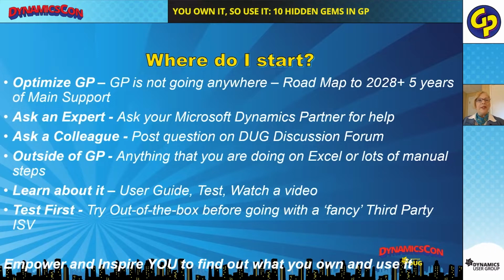Maybe post a question. And anything that you're doing outside of GP, whether it's in Excel or manual processes, that's a potential to find some items that could be automated and then learn about it. Get the user guide, do some testing, watch videos. There are a lot of great videos out there by MVPs, by partners. On Dynamics User Community, they have a channel, or Dynamics User Group. They have recordings of the past DynamicsCon. Those are great sessions to go and look at and test.